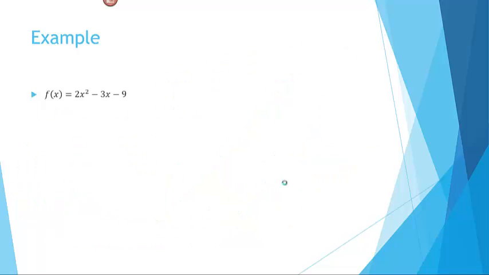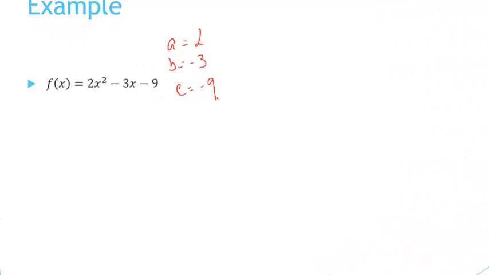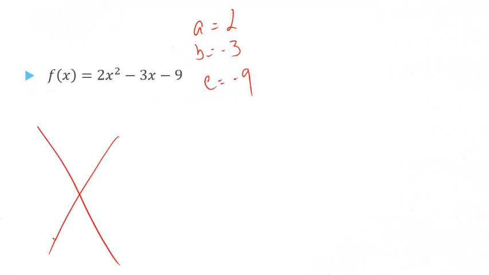Second equation, we have 2x squared minus 3x minus 9. So a equals 2, b equals negative 3, and c equals negative 9. Let's do our x factor. B is negative 3, and c is negative 9 times 2, which is negative 18.